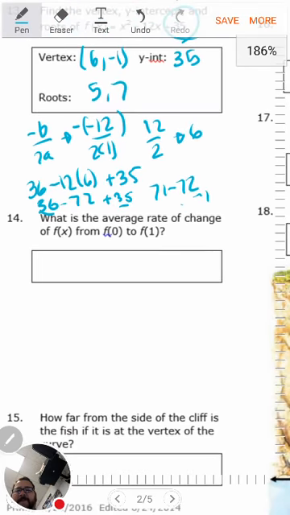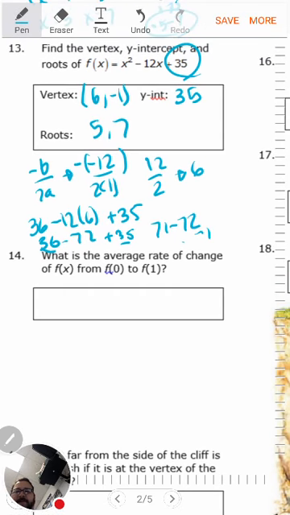Well, except for this one. What is the average rate of change from f of 0 to f of 1? Okay, so we can use our calculator. I don't have one, so I'm going to do this. Plug in 0 squared minus 12 times 0 plus 35. Well, all of these will be 0, so then it's 35 minus f of 1. So that's going to be 1 squared minus 12 times 1 plus 35.